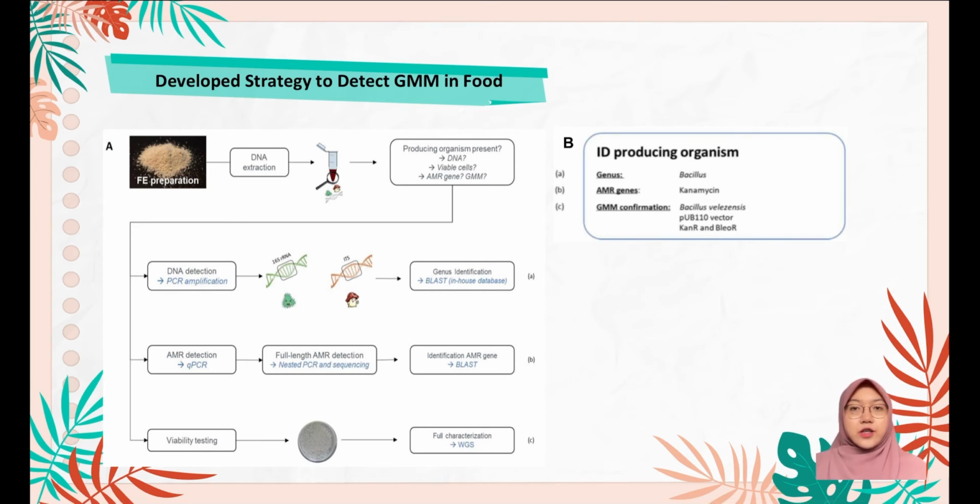Next, the presence of antimicrobial resistance (AMR) genes is targeted using qPCR amplification. As additional analysis, a viability assessment is performed. Using this strategy, a detected modified organism can be identified. This is an example of a genetically modified microorganism producing protease.